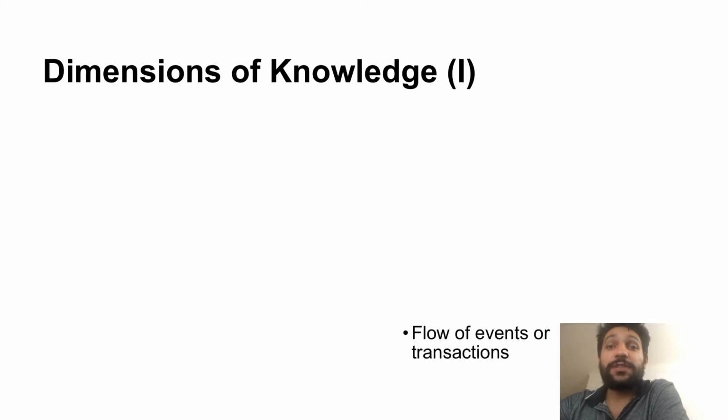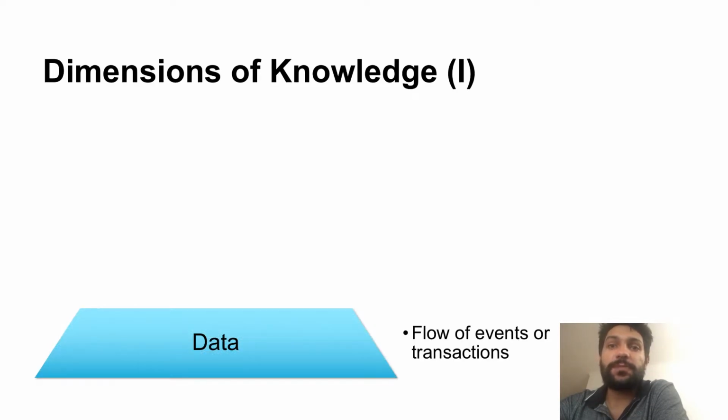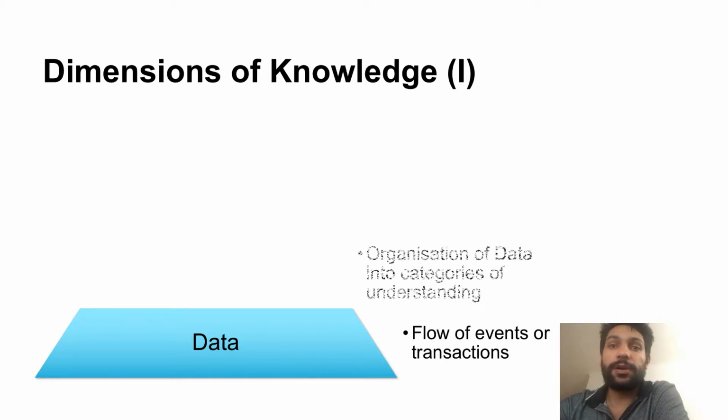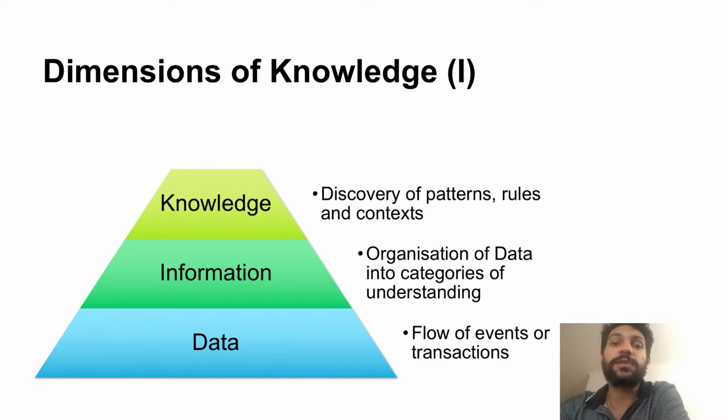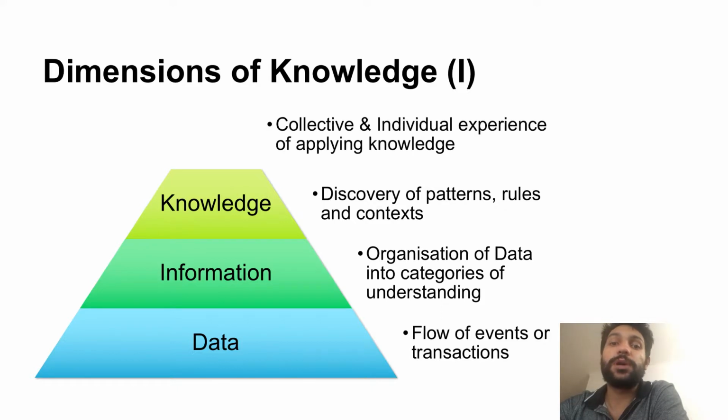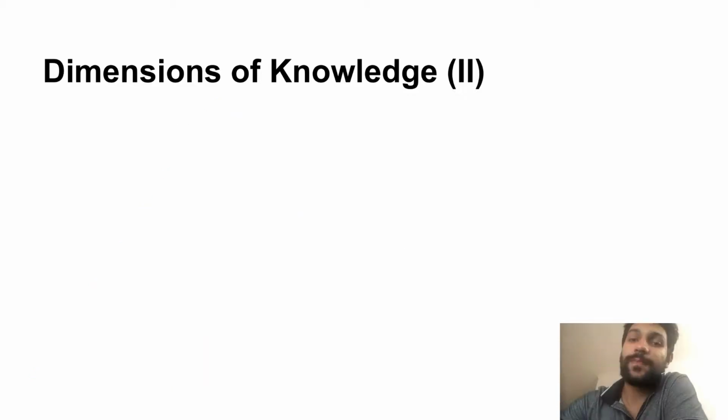Data can be defined as the flow of events or transactions captured by an organization's systems. Organizing that data into relevant categories of understanding, such as monthly, regional, or store-based reports of total sales, converts it into information. Knowledge appears when a firm discovers patterns, rules, and contexts upon which the information is useful. Finally, wisdom comes from the individual and collective experience of applying that knowledge. It is about knowing where, when, and how to apply it.